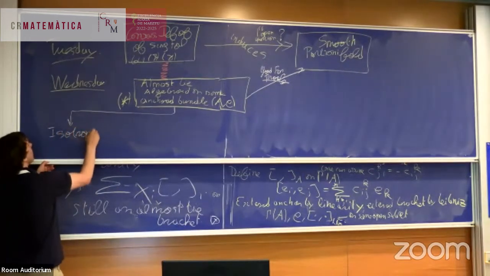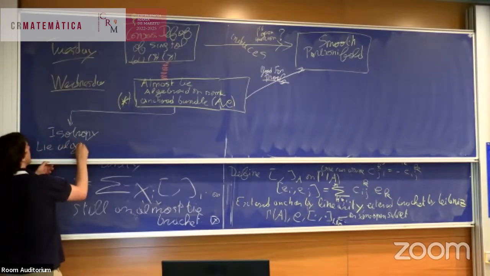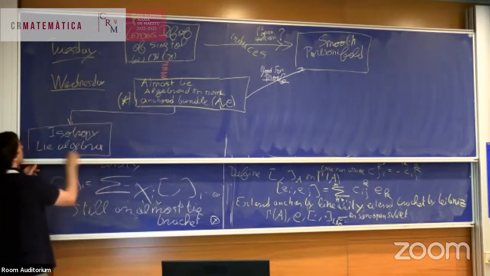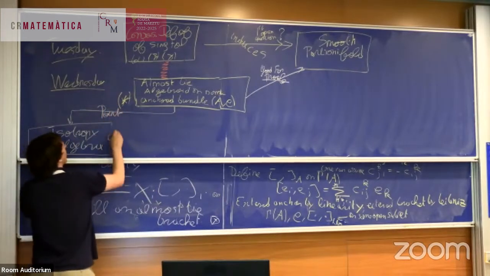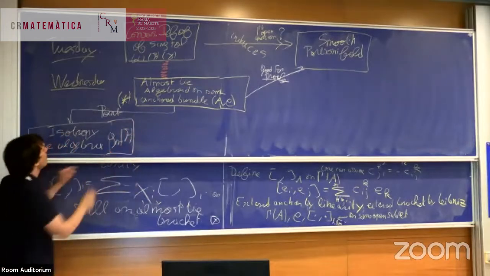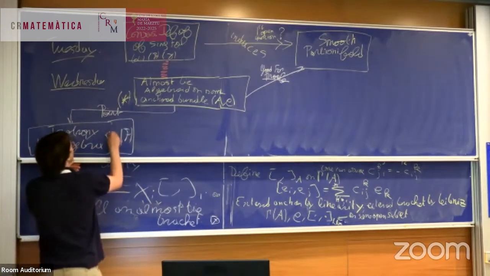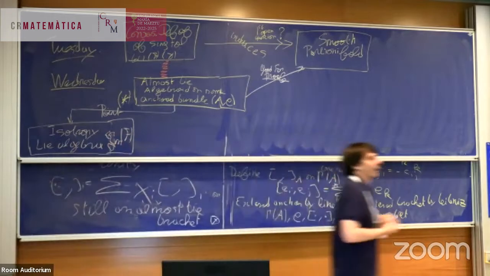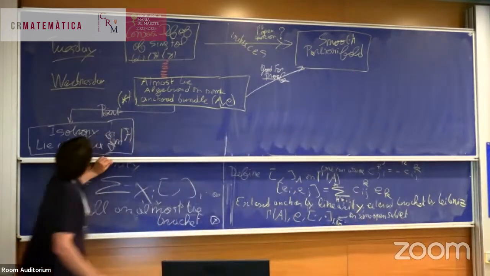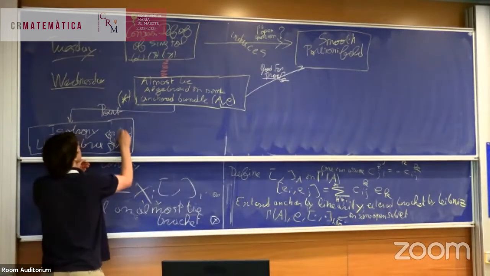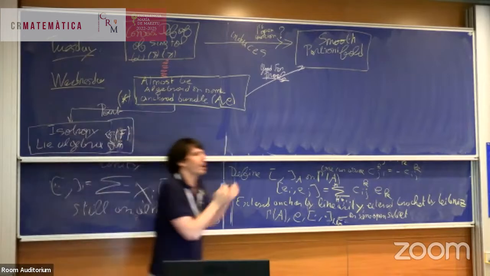Now, out of that, many things you can get. You can get what Androulidakis and Skandalis call the isotropy Lie algebra. So at each point, you give yourself a point, and at each point you have a Lie algebra. I re-explain the notation, g_M(F). Anyway, there's a Lie algebra at every point.